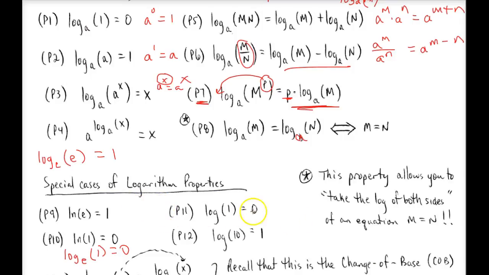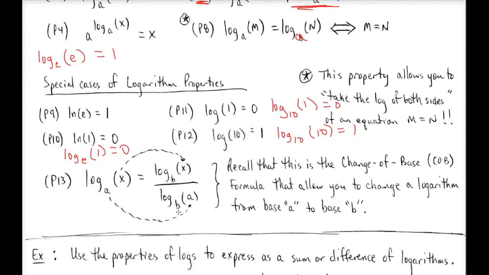Property 11 is the same as log base 10 of 1 is equal to 0. And so, of course, that's the same as property 1, a special case when the base is 10. And for property 12, we know that log base 10 of 10 is equal to 1. That is a special case of property 2 when the base is 10.